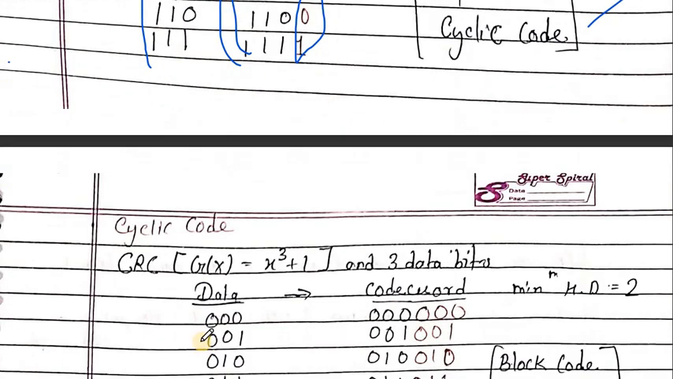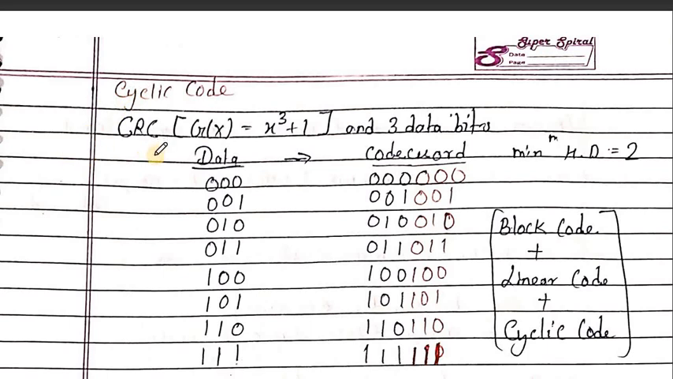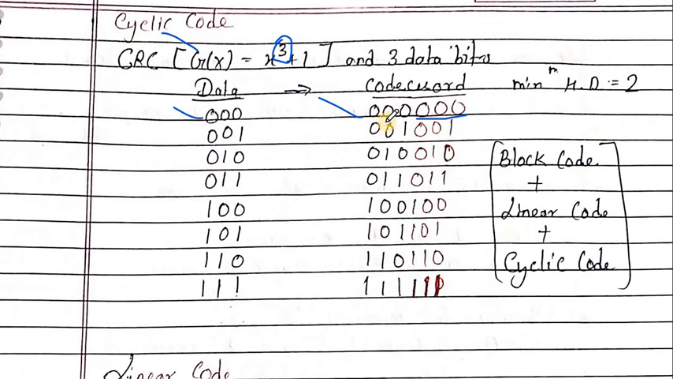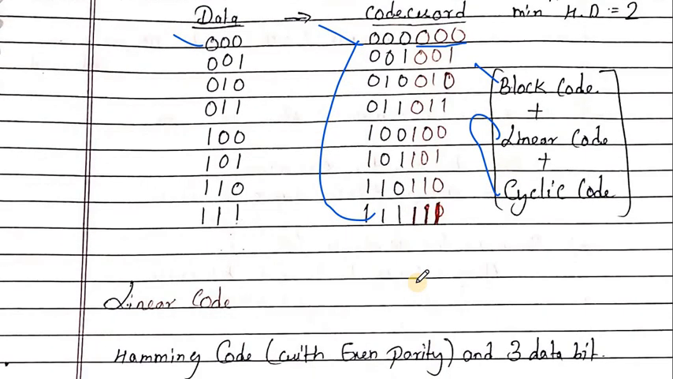in nature. In cyclic code, in CRC, if we use the CRC method for error detection and we have 3 bits of data, we need a 6-bit code word. We need to append 3 extra bits for error detection, which is equal to the degree of the generator polynomial. So these code words are also block codes, linear codes and cyclic codes.